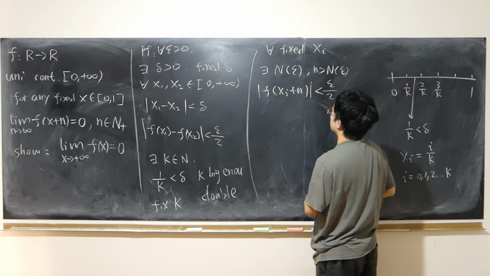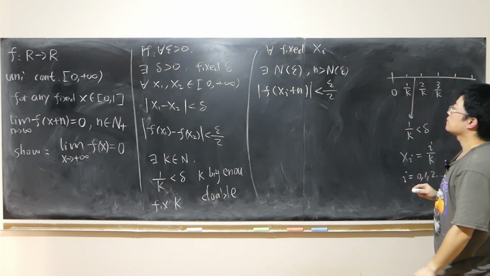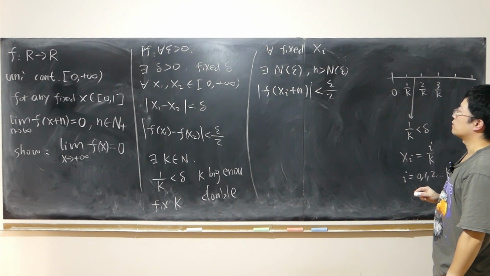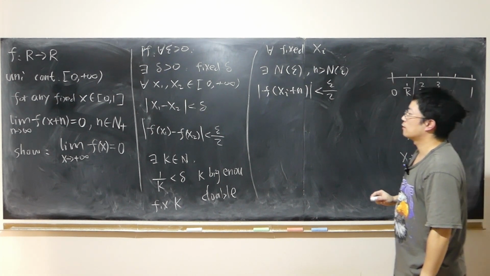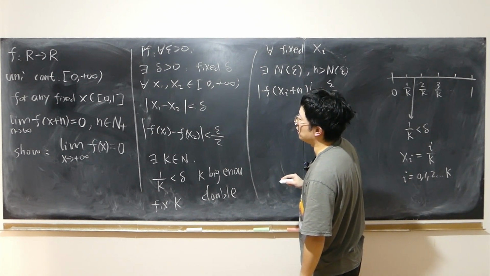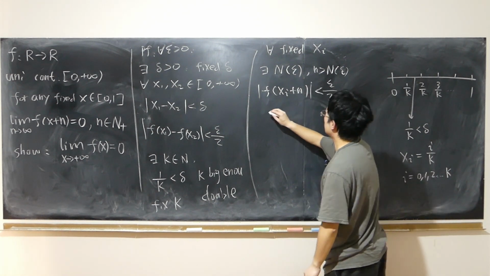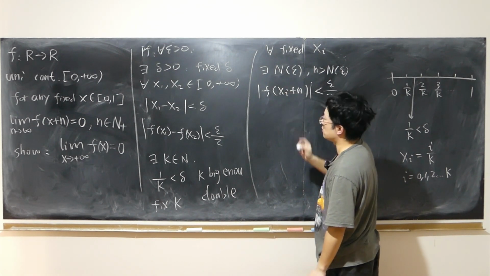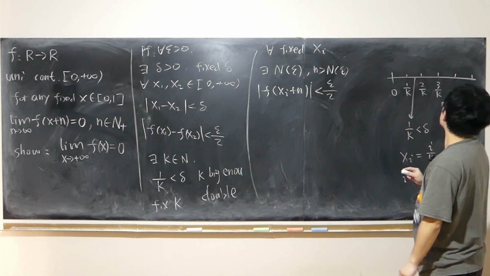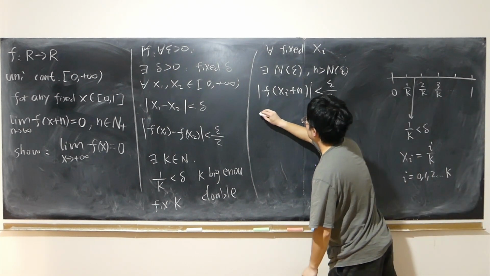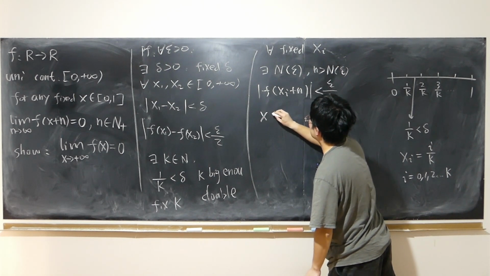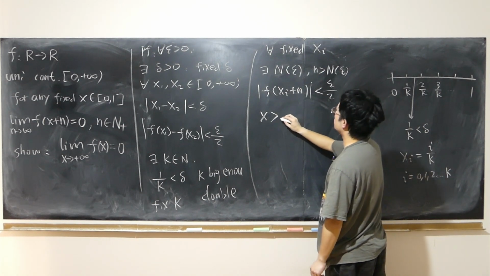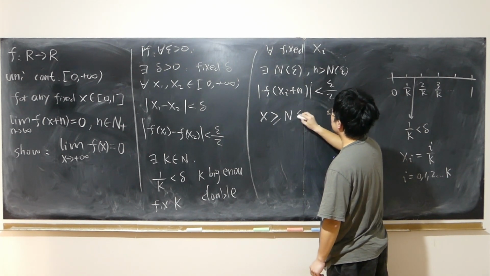Right? Again, half of epsilon. So where do I find the capital A? Let me see. Capital A will be this capital N, right? X is big enough so that when X is the continuous version this time, X is bigger than or equal to maybe capital N of epsilon.